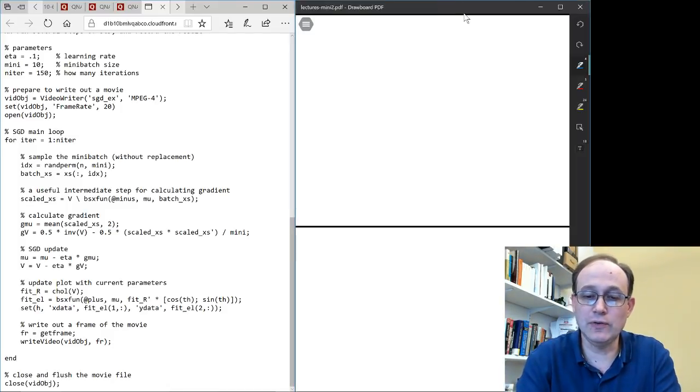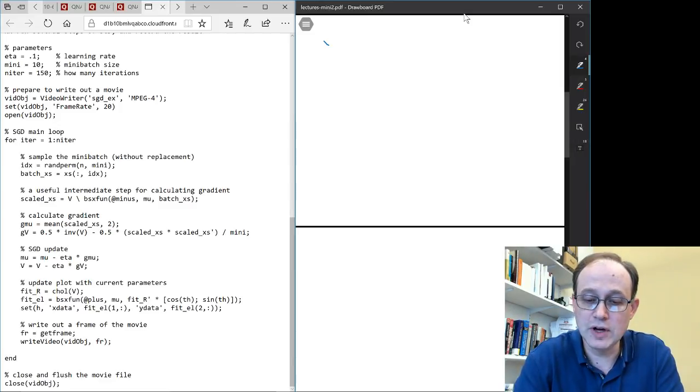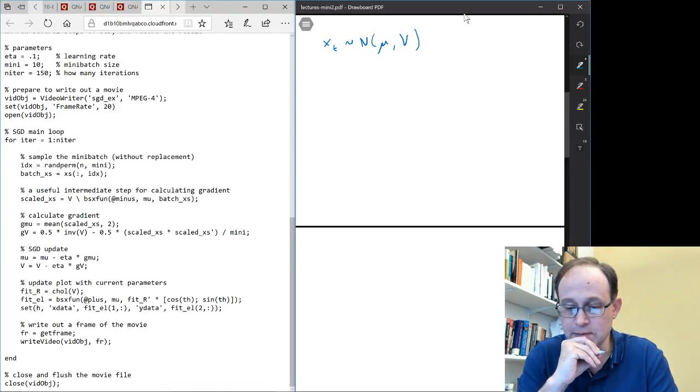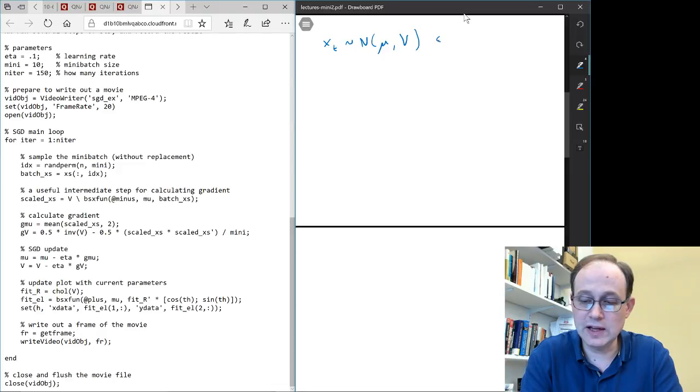So here, right, for our normal example, we observe a whole bunch of samples xt, each of which is distributed as a normal distribution with mean mu and variance matrix. I guess I called it V in the code, right? So that's the movie.